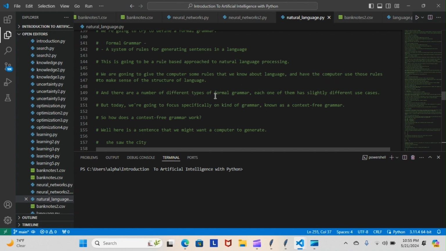And there are a number of different types of formal grammar. Each one of them has slightly different use cases. But today we're going to focus specifically on one kind of grammar known as a context-free grammar. So how does a context-free grammar work? Well, here is a sentence that we might want a computer to generate. She saw the city.